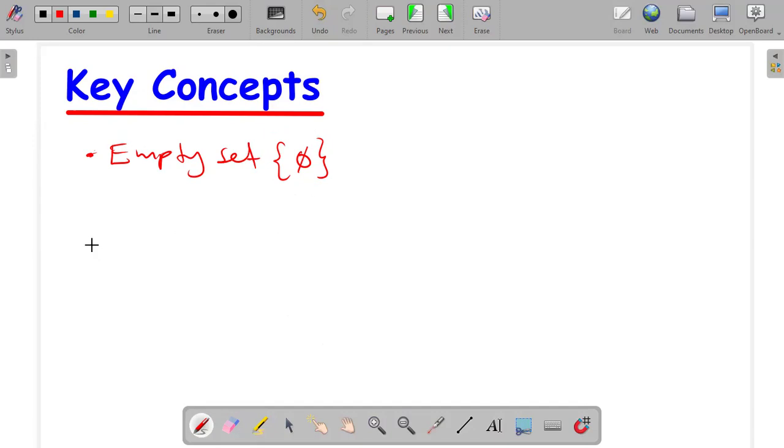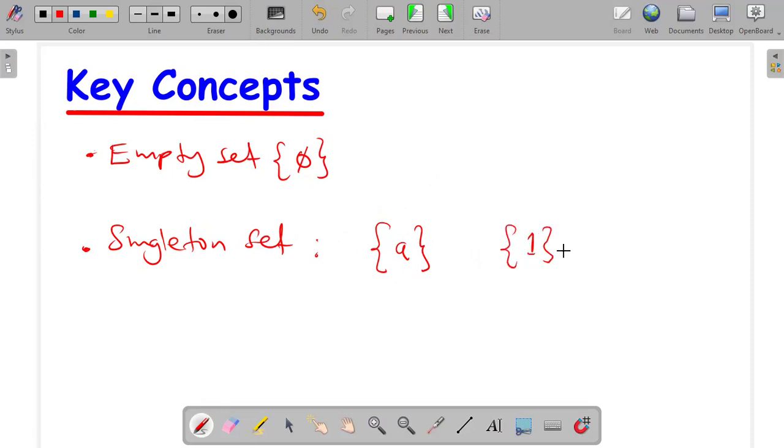And then another special type of set that we are going to define is a singleton set. What is a singleton set? Anyone? What is your understanding of the term singleton? All right, so a singleton set is just a set that contains exactly one element. For example, let's say the set containing the letter A. So this is a singleton set because it contains only one element. Then I can have a set containing maybe the number 1, like that. So on and so forth. So if it only has one element, then it's called a singleton set.